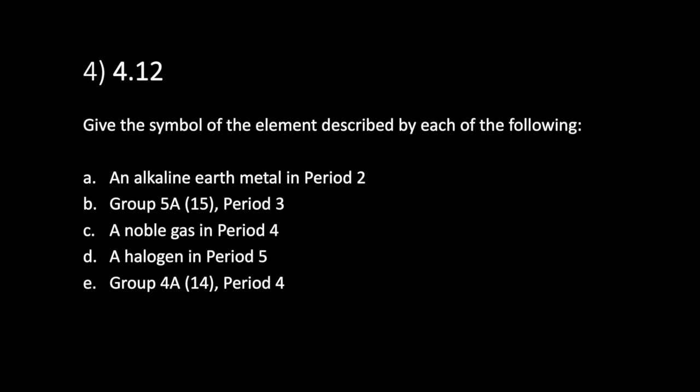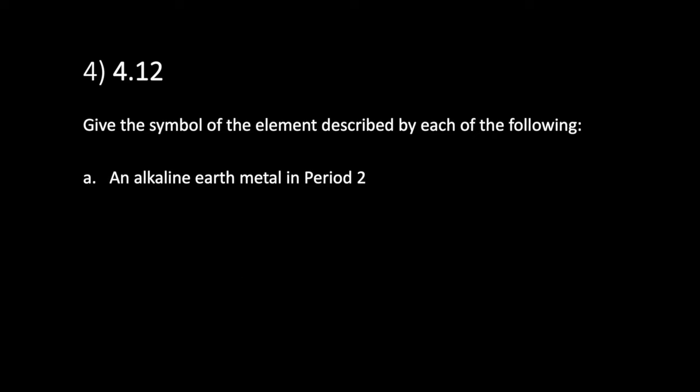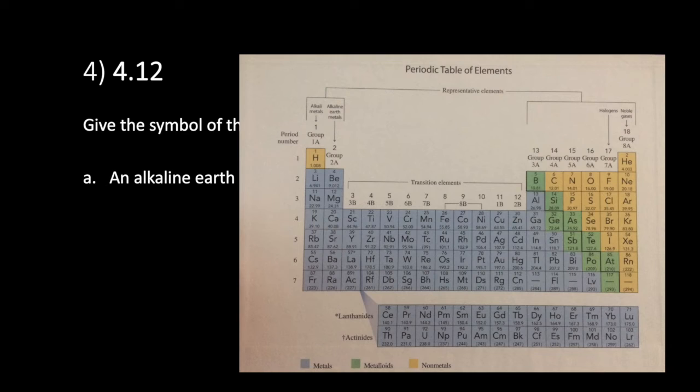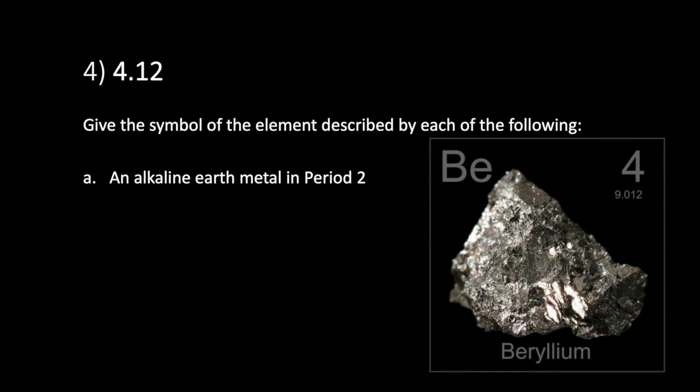Question 4 in chapter 4 is pretty much the same thing. We want to write down the symbol that is represented by each of these descriptions. So for the first one, it says an alkaline earth metal. That's, again, another description of one of those states in our country analogy. So an alkaline earth metal in period 2. Well, period 2 is this side right here. And if you notice, the alkaline earth metals are group 2A. So period 2 crosses the alkaline earth metals at beryllium. That's Be, beryllium. Beryllium is a pretty shiny metal. You can see it here.